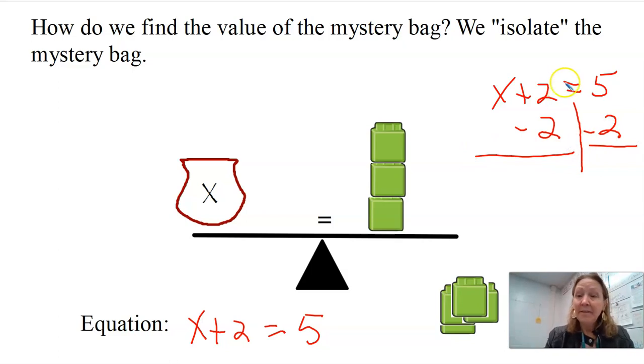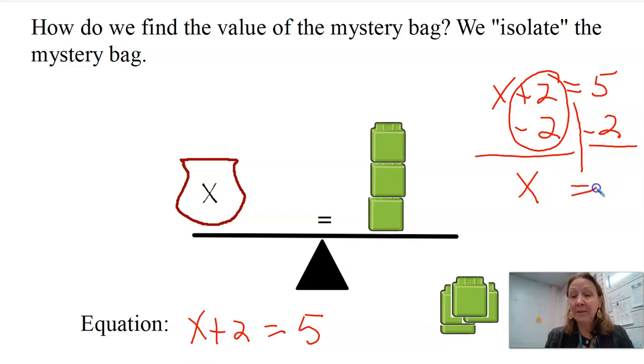And notice that this positive 2 and negative 2 cancel each other out. I put a circle around it because it's actually called a zero pair, because if I have a positive 2 and a negative 2, they add up to 0. Then all I have on this side is the x, but what I have over here is the 3. So that's my solution to that equation.